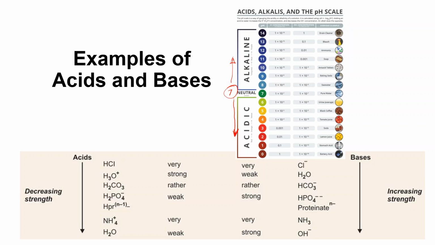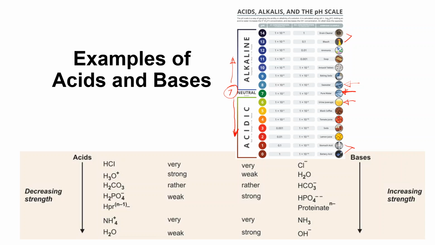For example, pure water has a pH of 7, which is the neutral pH. Seawater is slightly alkaline, at 8. Urine is slightly acidic, at 6, and so on. However, there are many things we use in our homes or surroundings, like drain cleaner and bleach, that are highly basic, and battery acid and stomach acid, which are highly acidic.